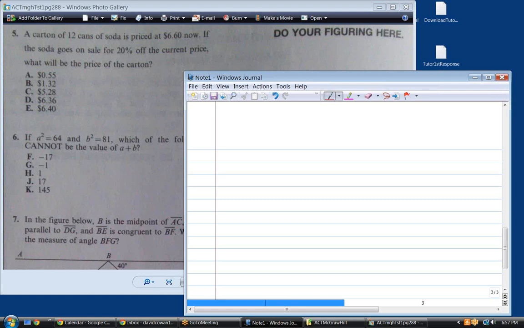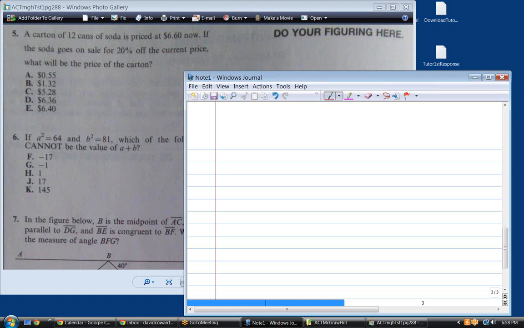Right. Notice two things. First of all, the 12 cans of soda was immaterial. And they frequently will do that. They will stick information in the question that is not relevant. So don't assume that all information has to be used.